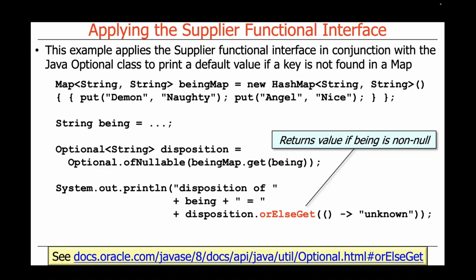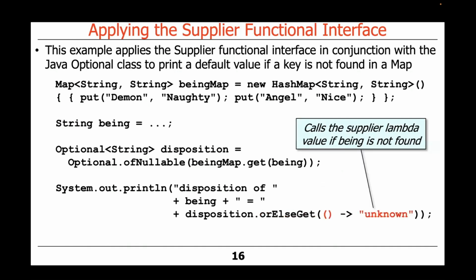disposition.orElseGet. And the way that orElseGet works is if there is indeed a value, like it was a demon or an angel, then it returns the disposition, naughty or nice. However, if there was no value, then it's going to go ahead and take the result that's passed in here, which is a supplier lambda. So it's going to say, please pass in the string unknown.